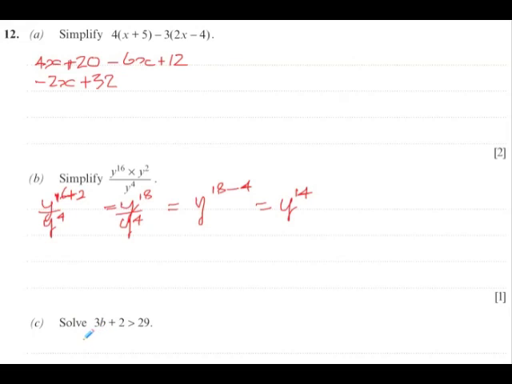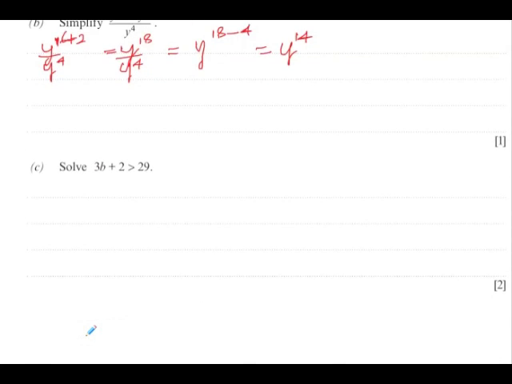Now, here we're asked to solve this. I'll scroll up. So you notice it's got the greater than symbol, so we're looking for values that are greater than here. So let's simplify this first of all. 3b is greater than 29, because in effect we're subtracting 2 from both sides, and subtracting 2 from that gives naught, so it disappears. And we've got minus 2 here.